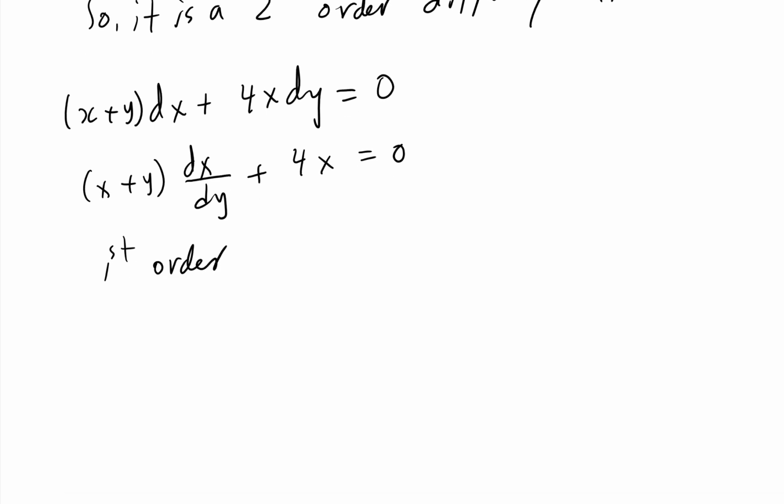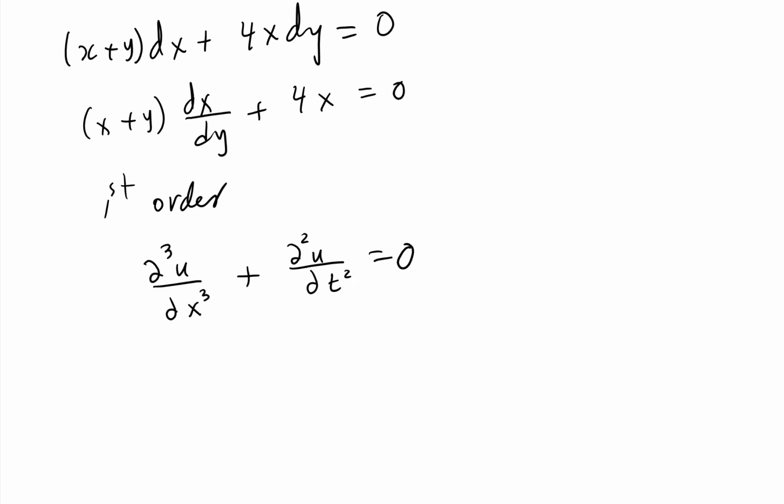How about if we have another one? Let's say the third partial derivative of u with respect to x plus the second of u with respect to t equals 0. This is a fourth order partial differential equation.